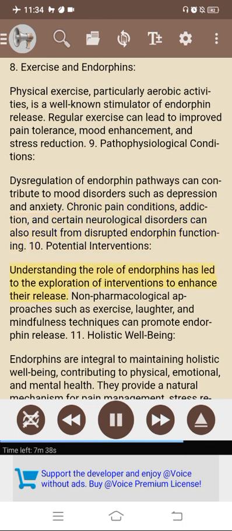10. Potential interventions. Understanding the role of endorphins has led to the exploration of interventions to enhance their release. Non-pharmacological approaches such as exercise, laughter, and mindfulness techniques can promote endorphin release. 11. Holistic well-being. Endorphins are integral to maintaining holistic well-being, contributing to physical, emotional, and mental health.